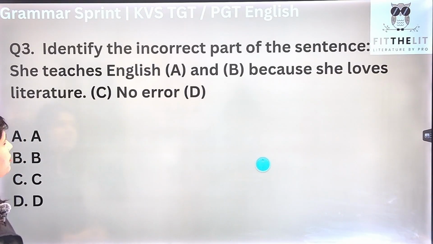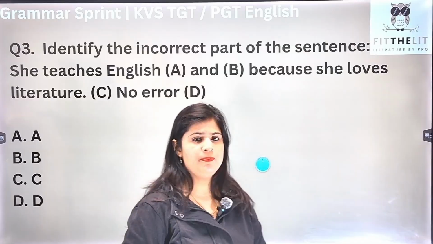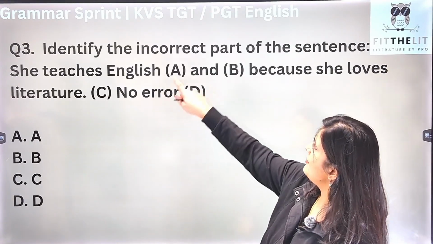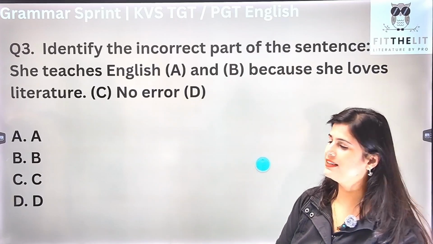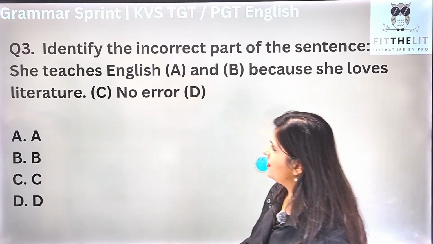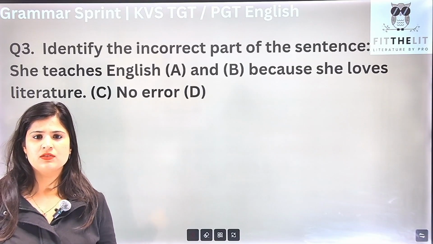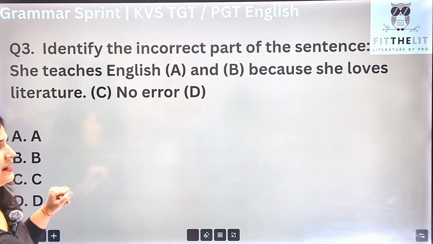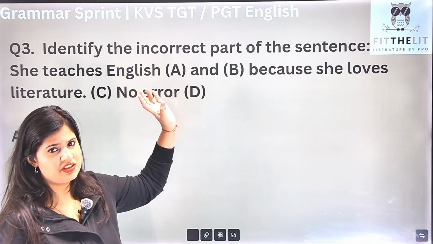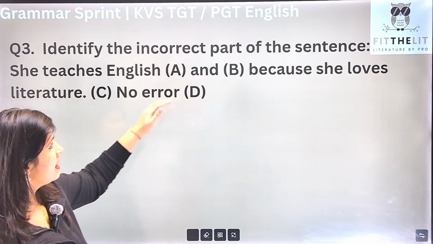Question number 3. You need to pick the part of the sentence which is having some error. Identify the incorrect part of the sentence. She teaches English and because she loves literature. So look at this particular sentence. She teaches English. So this is one main clause. Okay, she teaches English. ये तो एक बात हो गई.